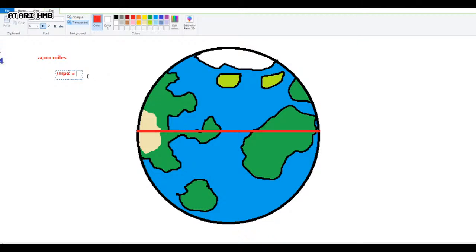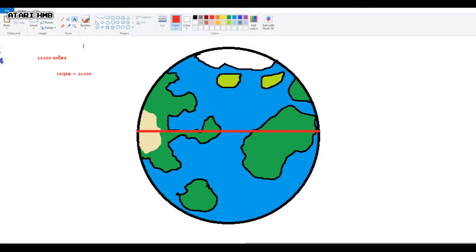If you know how to do pixel scaling, you might get different calcs than other people, depending on how you do it. So this is just a very basic linear type. So again, 355 pixels, more or less pretty much equal to 24,000 miles, right?